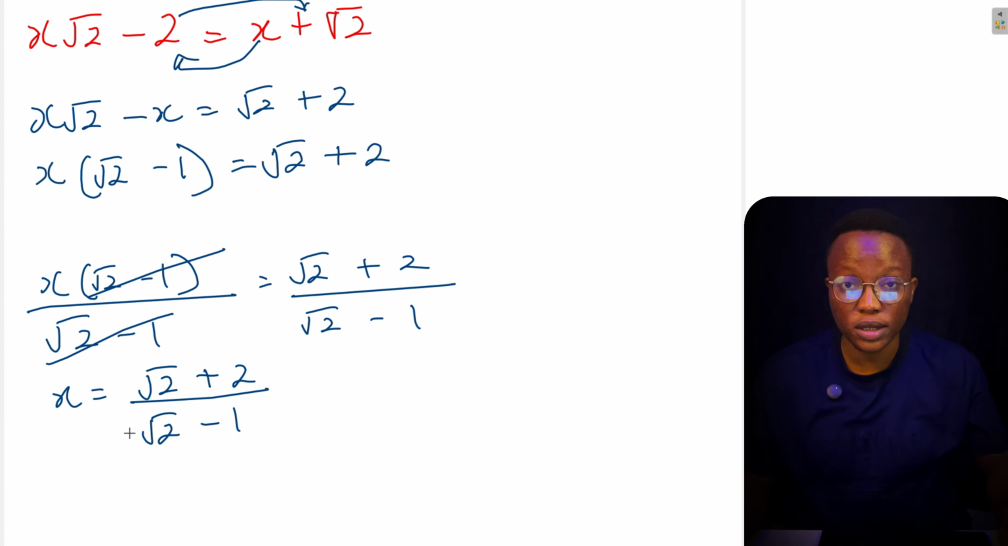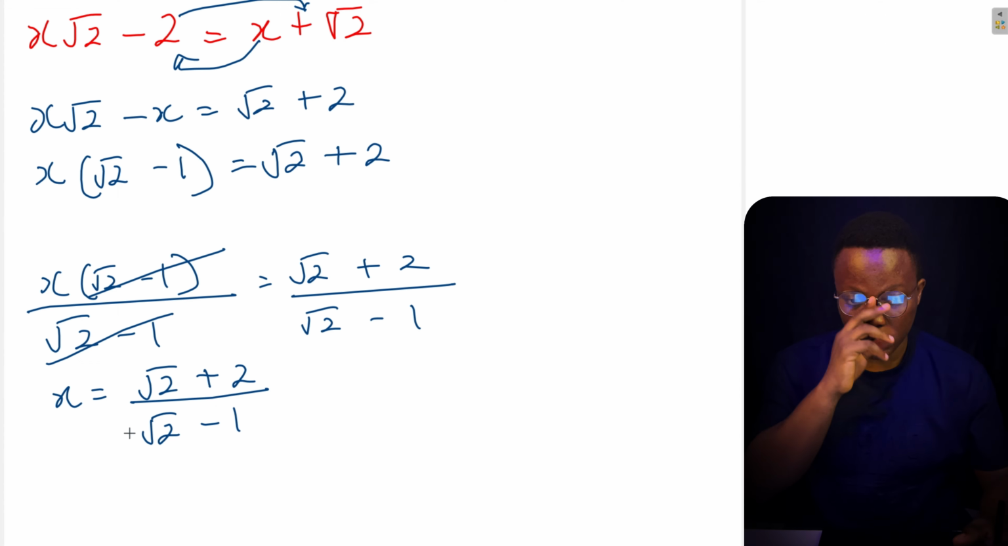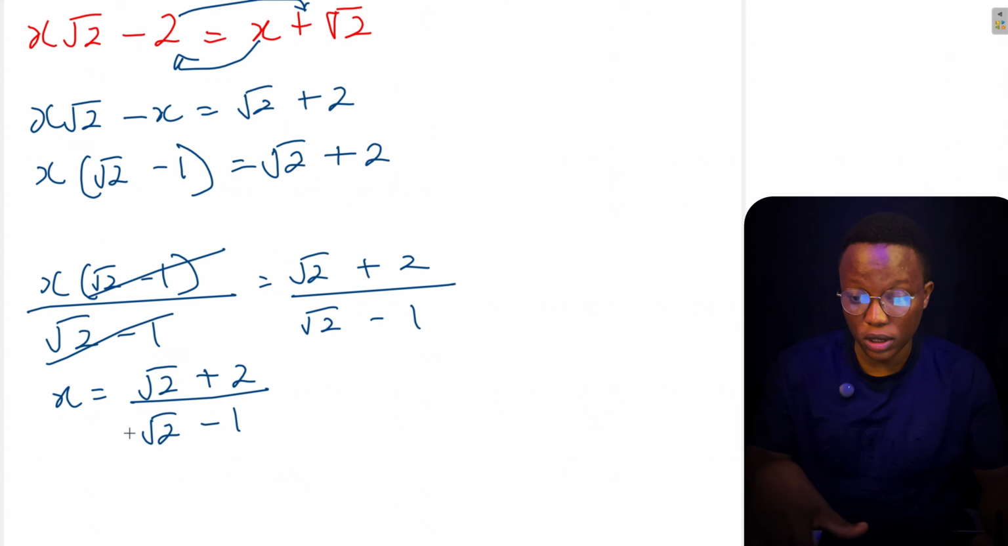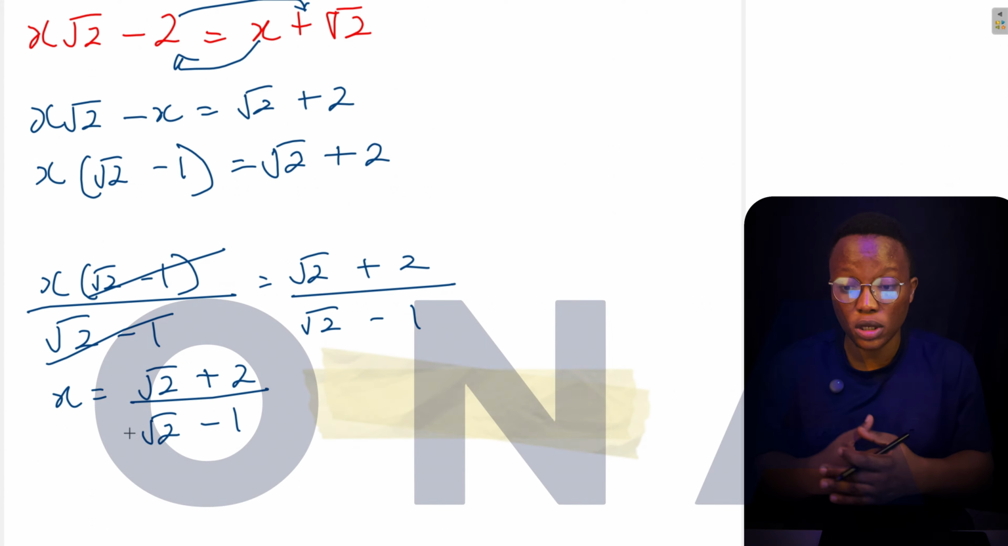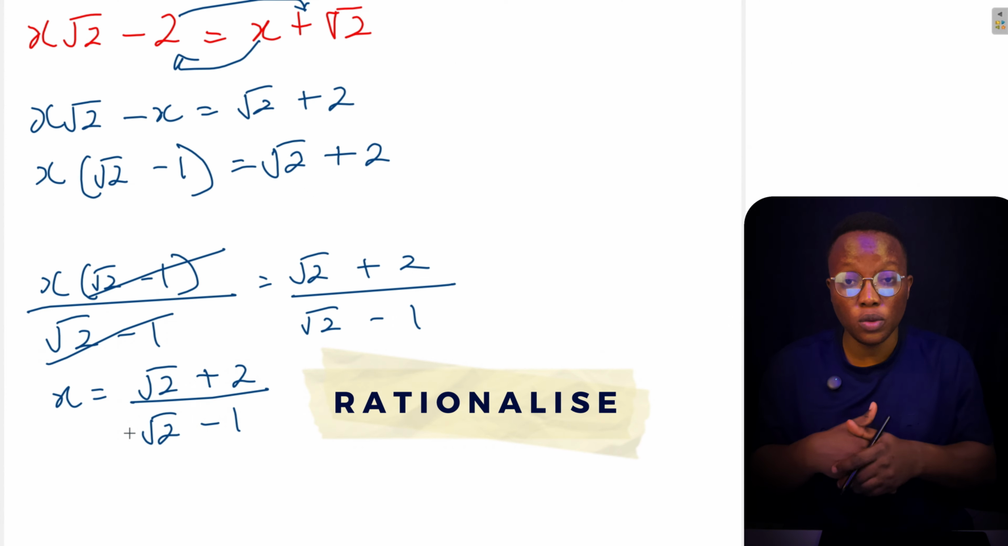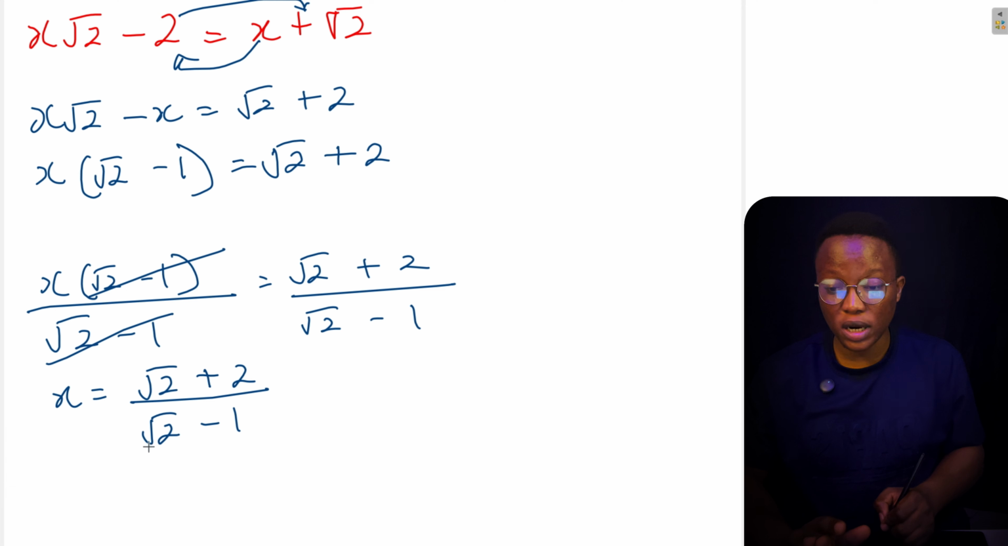And what do we do next? It's not mathematically correct for us to leave our answer this way, so we do what we call rationalization. In short, we rationalize. What do we mean by rationalization? Rationalization simply means we have to clear out all the radicals in the denominator. And how do we do that? We're going to multiply the denominator and the numerator by the conjugate of the denominator.